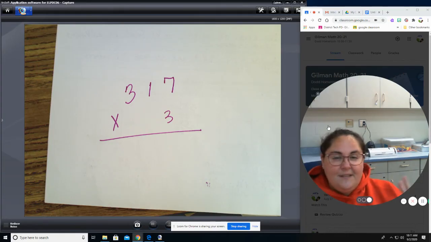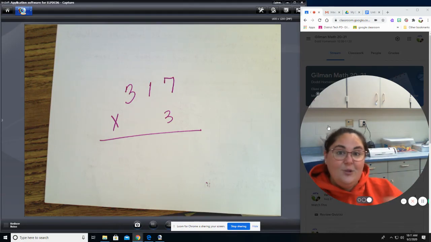This is something that you guys have learned, but sometimes you need a little bit more practice. Don't feel like you need to be confused. If you don't understand, ask us. We'll help you. Also, if you have dice at home, roll the dice and multiply those numbers.